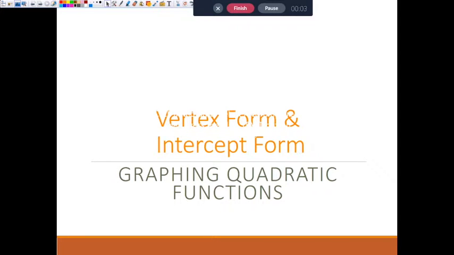Vertex form and intercept form. Graphing quadratics, part 2.